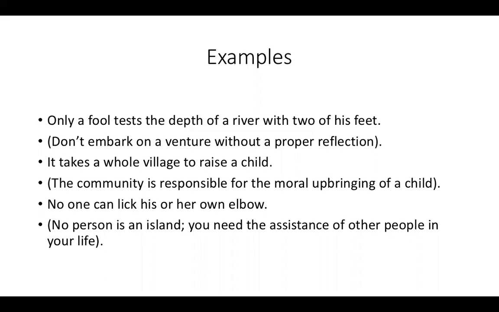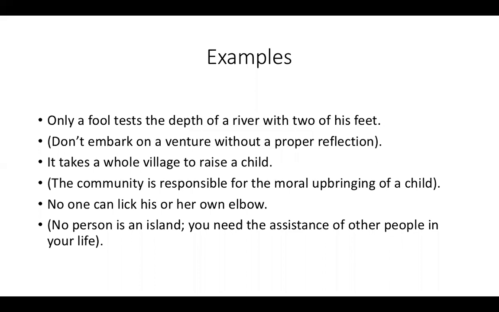You can see that this sentence has a literal meaning, which we'll find reasonable. Actually, you don't test the depth of a river by climbing in with both of your feet. So that is reasonable advice for going into a river. But the sentence also has a non-literal meaning, that you don't do something without first trying to find out, doing some feasibility studies or finding out how the situation is. So that's why we say proverbs have a literal meaning and they also have a non-literal meaning.